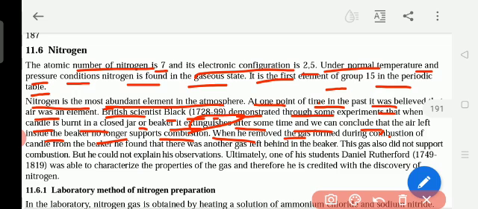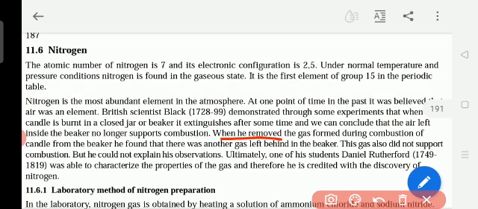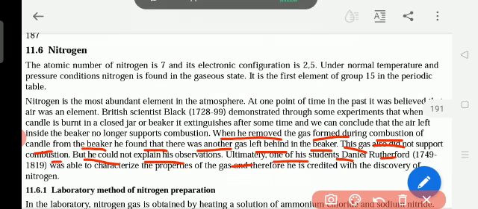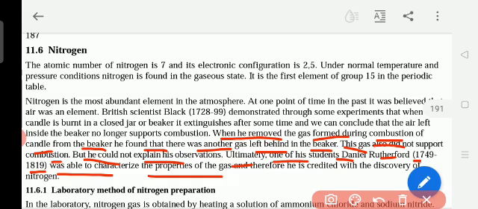So when he removed the gas produced during combustion of the candle from the beaker, he found that there was another gas left behind in the beaker. This gas also did not support combustion, but he did not explain his observations. Ultimately, one of his students, Daniel Rutherford, 1749 to 1819, was able to characterize the properties of the gas, and therefore he is credited with the discovery of nitrogen.